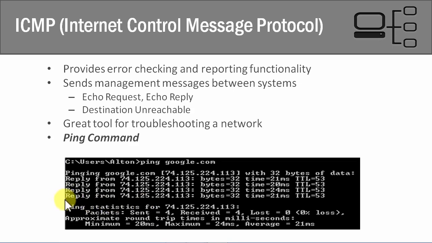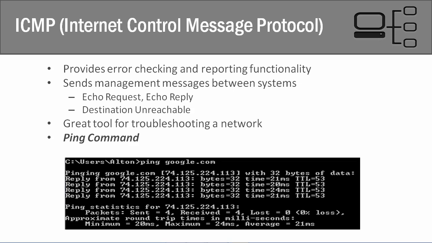And then we can also look down here to see if we had any packets lost, which shows that we sent 4 packets, we received 4 replies, and we didn't have any lost packets, so we're able to communicate just fine with them. Now let me go ahead and pull up my command prompt because I want to show you how this works.